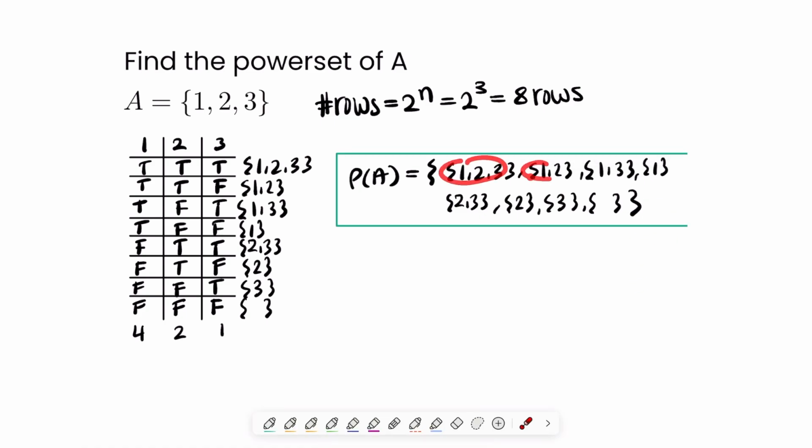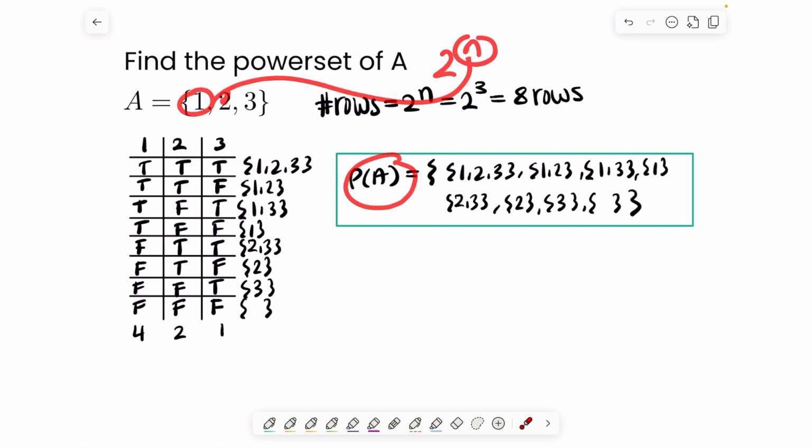And notice that I have 1, 2, 3, 4, 5, 6, 7, 8 sets, which is exactly the amount of rows that I have. So the cardinality, the size of the power set, is always 2 to the n, where n is the number of members that you have.